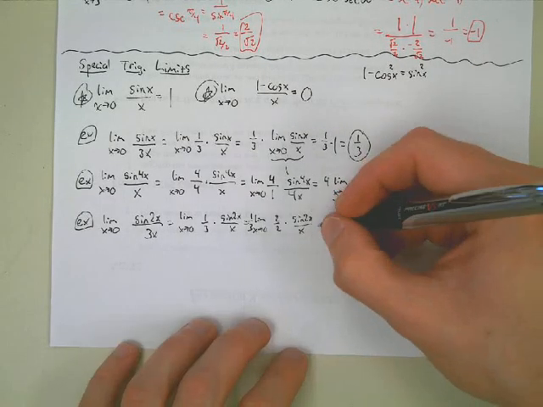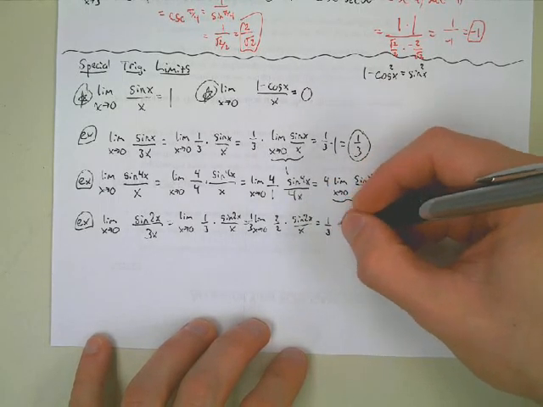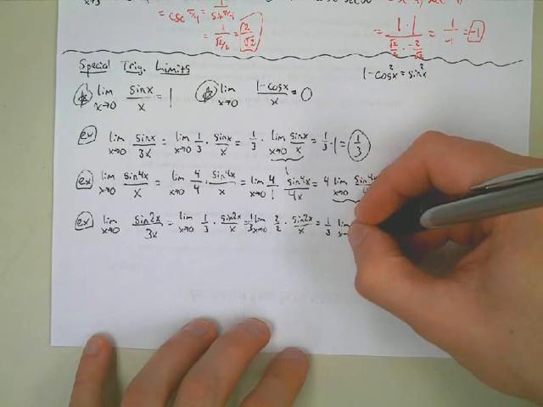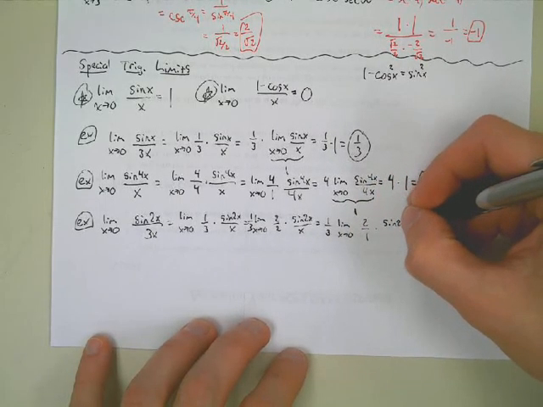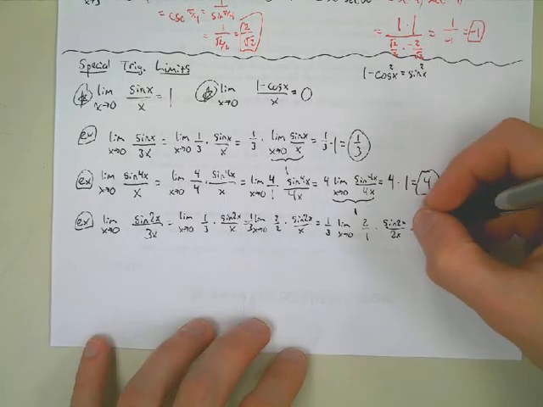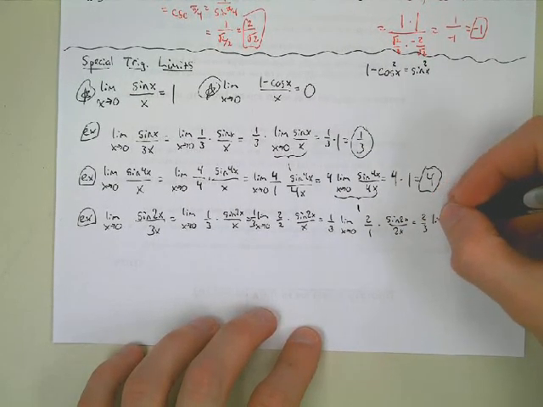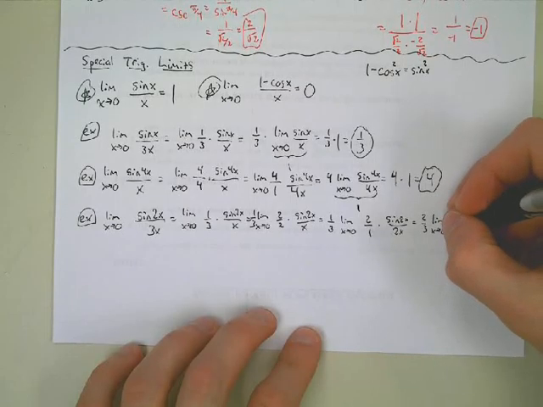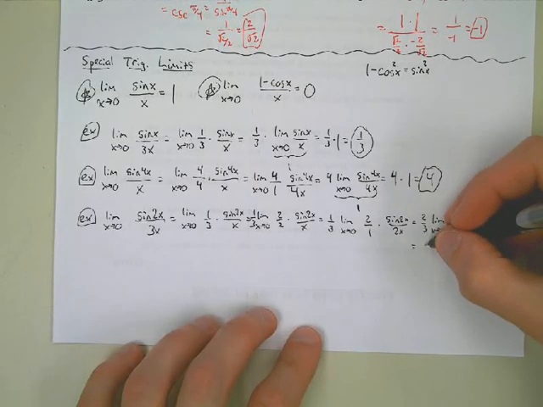The two I'll group together there. So it's 1/3 limit as x approaches 0 of 2 over 1 times sine 2x over 2x. And the 2 I'll pull out front, so it's 2/3 of sine of 2x over 2x. So that's just 2/3 times 1, or 2/3.